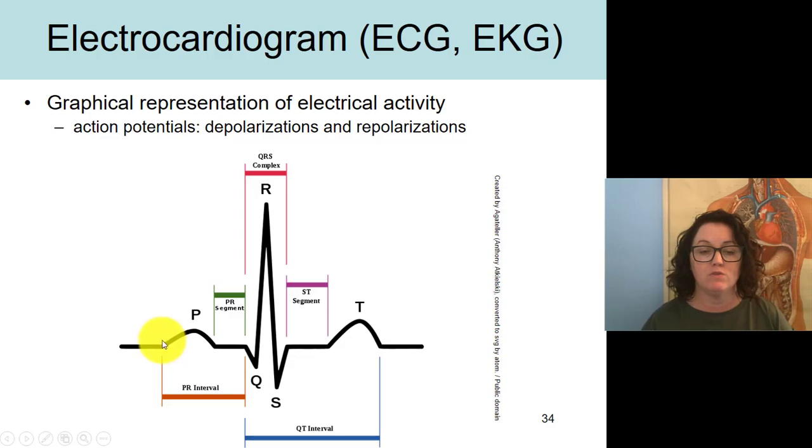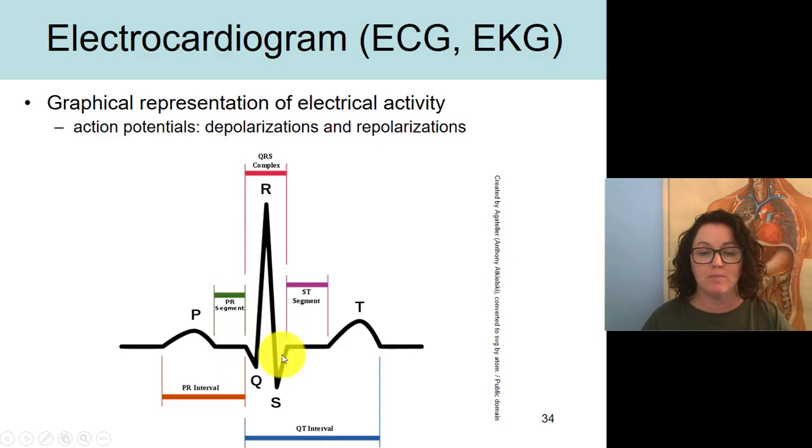The P wave is representing atrial depolarization. So that's the electrical activity traveling through the atria that will lead to atrial contraction. So this is the atria depolarizing, and then around here is when the atria are contracting.